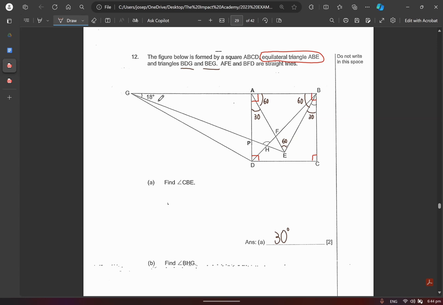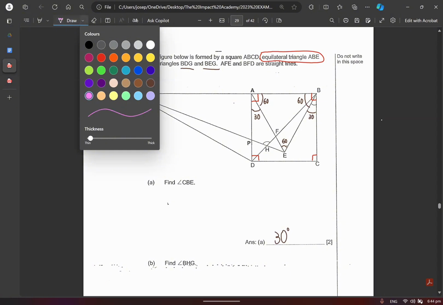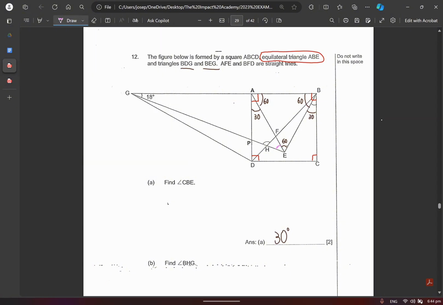Okay, this is one triangle. Can you see it? Yes. So I can actually find this pink color one. I'm going to highlight pink color for you. How do you find this pink color? Because this is angle FEH. I will just write over here.